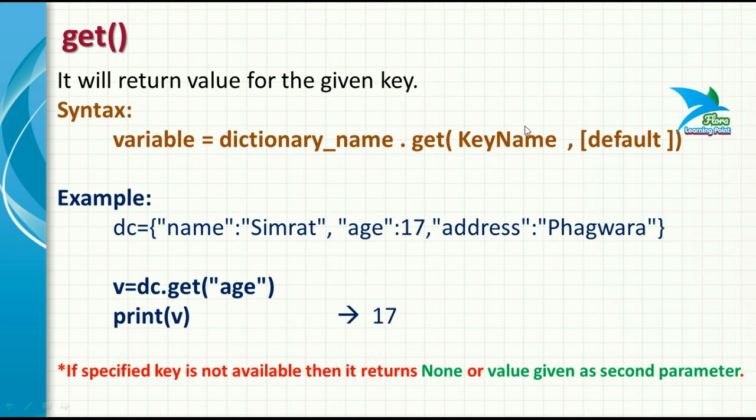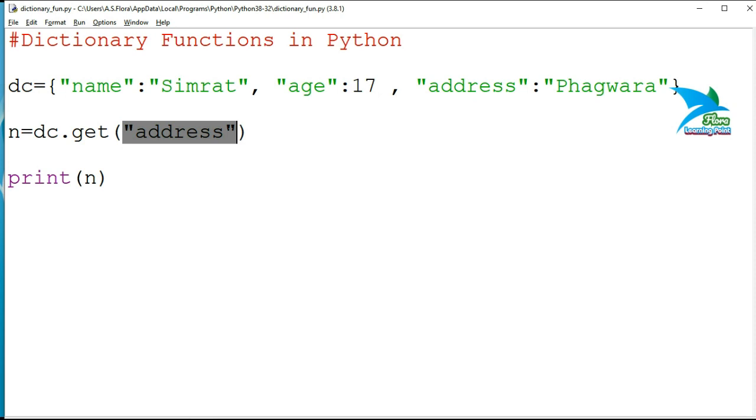And next we are having another, second parameter, that is the optional parameter. It indicates the default value. So if the specified key is not available, then it will return none, or the value given as a second parameter. So it will be the default value that this function will return if the specified key is not available.